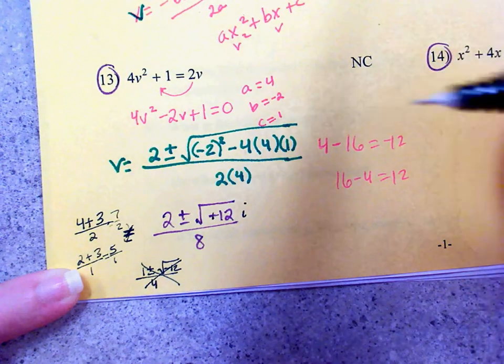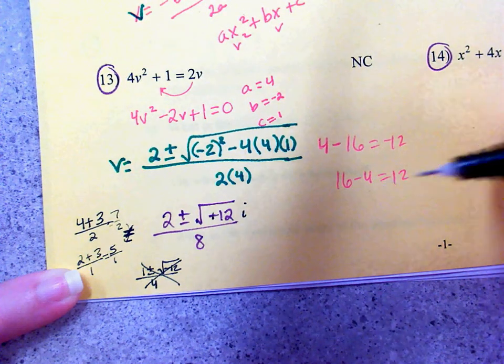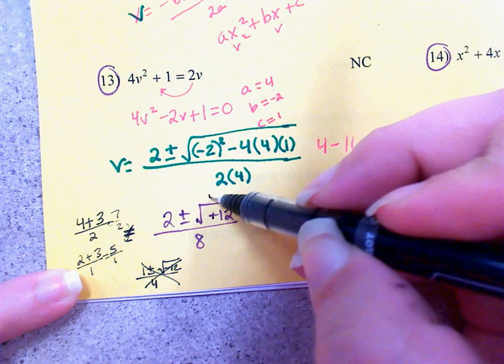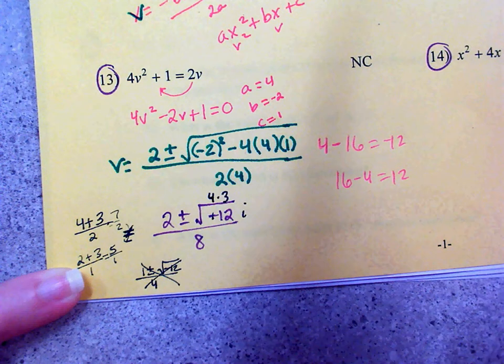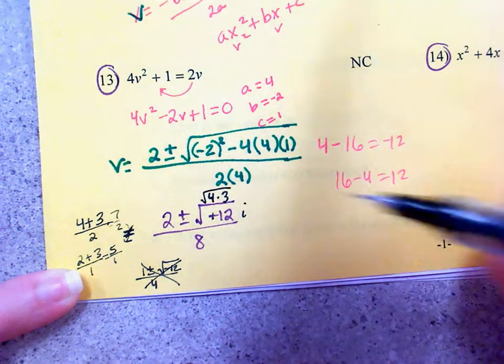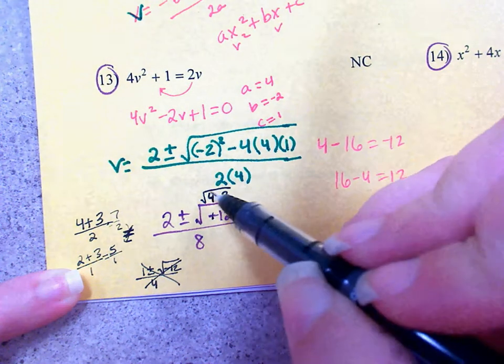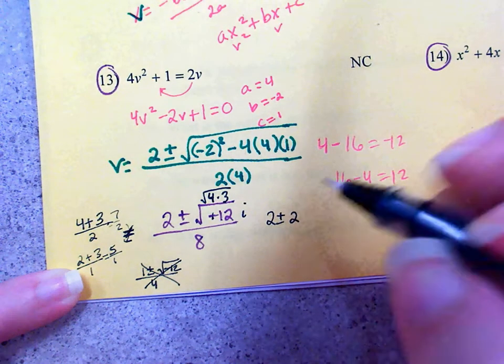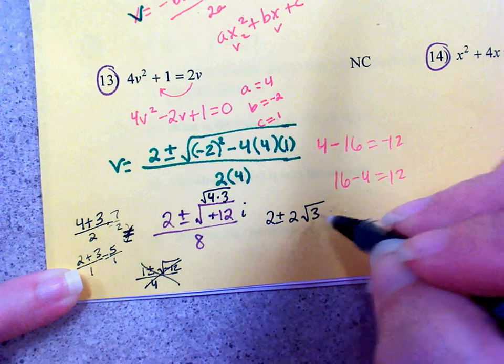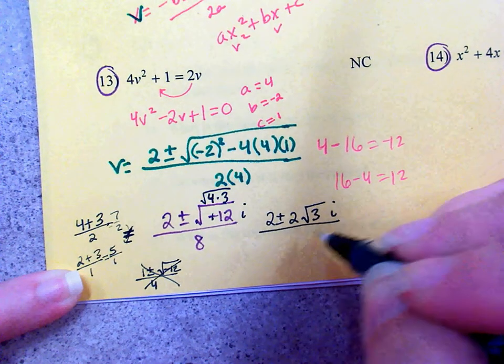So does 4 divide into it? Yes, 3 times. Is 9? Not evenly. So I'm going to say 4 times 3. Okay. So this is the square root of 4 times 3, right? So I take the square root of 4, and it's 2. So I put a 2 on the outside. I cannot take the square root of 3, and then I put the i on the outside, all over 8.